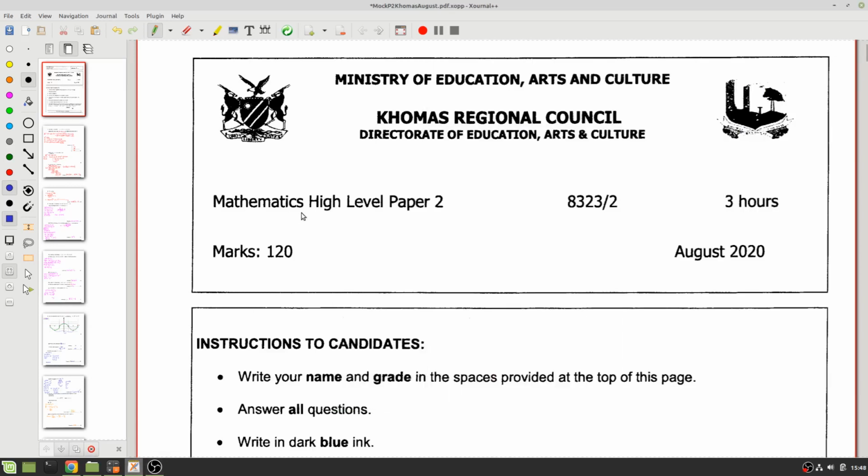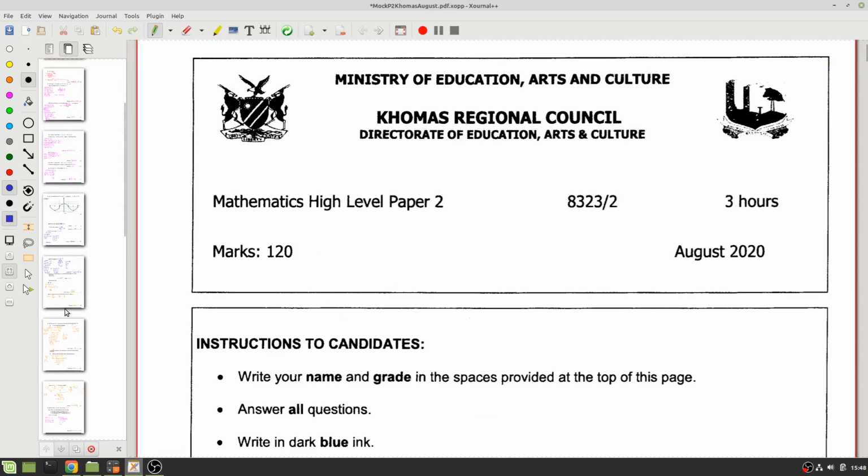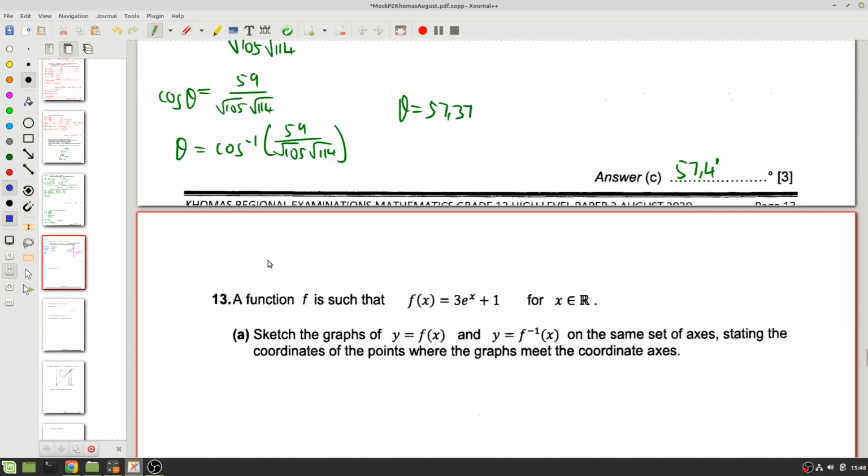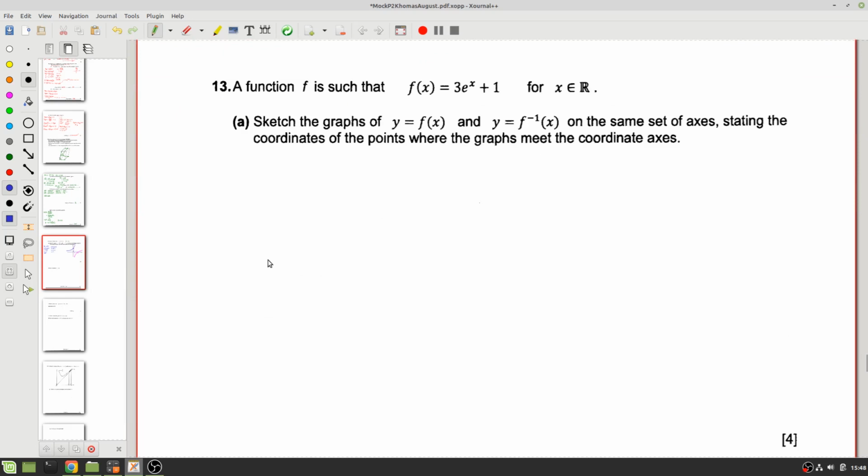Alright, so we are on the Mathematics High Level Paper 2 Khomas region for August 2020 exam, and we're on the second last question, Question 13. Okay, so function f is such that f of x equals that. I'm just going to rewrite that equation. f of x equals 3e to the power x plus 1 for all real numbers of x.